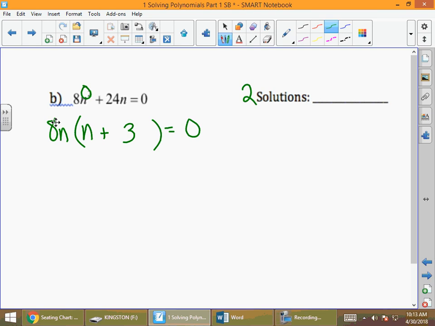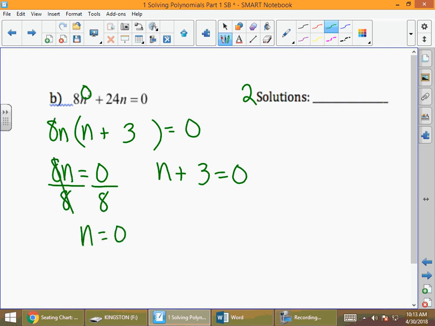Some people can go directly from the factoring to the solutions. If you are not one of those people, we're going to take 8n equal to 0. We're going to take n plus 3 set equal to 0. We're going to divide both sides by 8. So we get n equals 0. Over here, subtract 3 from both sides, and we get n equals negative 3. And those are our 2 solutions, 0 and negative 3.